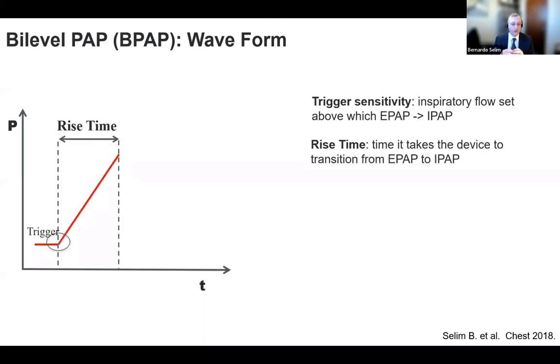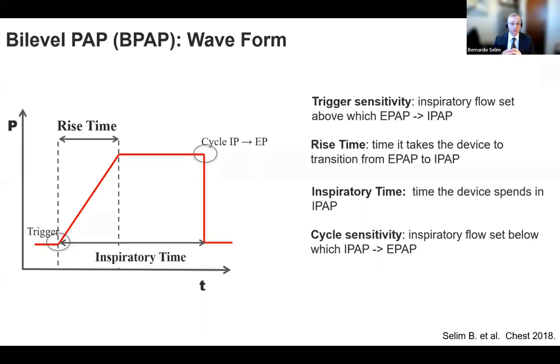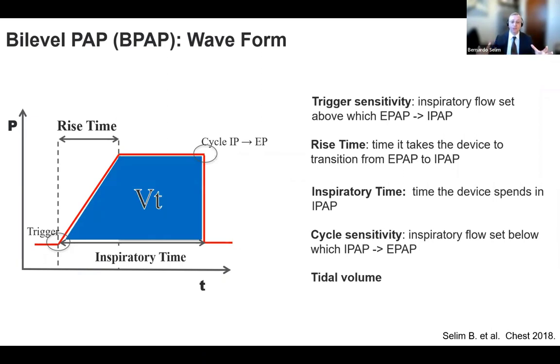Then you have something that is called a rise time. A rise time is the pressurization time, the amount of time that it takes to jump from EPAP to IPAP. Then you have the timing that the patient will remain in IPAP, and this is what we call inspiratory time. And then, sooner or later, the patient will have to finish the inhalation and enter into exhalation. Therefore, the machine needs to time that perfectly in order to cycle out of the IPAP into the EPAP. And that is going to be giving us that area under the curve that we call tidal volume. So this is another concept that you need to understand.